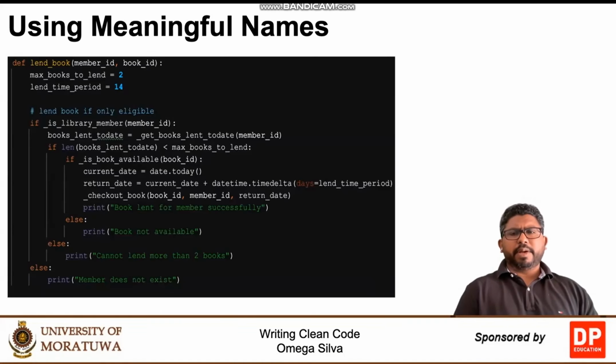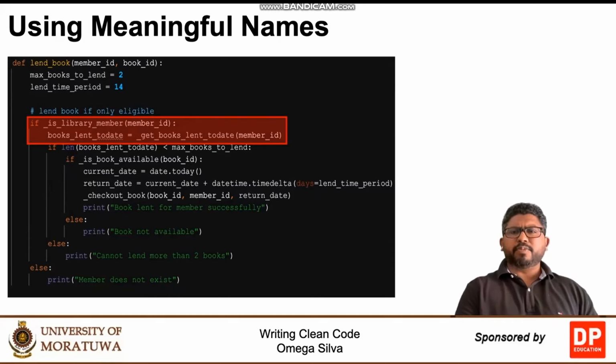This is the same lend book function with the improved names replaced with the previous names. Starting with the arguments, member ID and book ID, which are self-descriptive, and moving on to the functions, as you can see, isLibraryMember and getBookLengthToDate. They actually represent by the names what those functions actually do. And it's almost like asking a question. The if condition asking a question is isLibraryMember and pass the corresponding member ID.